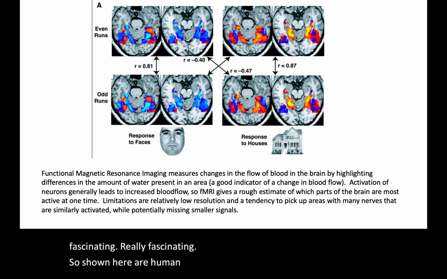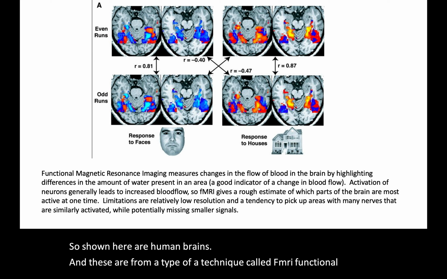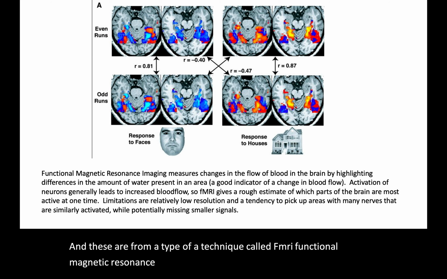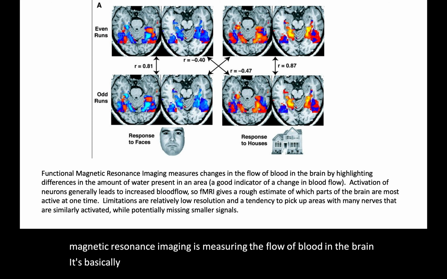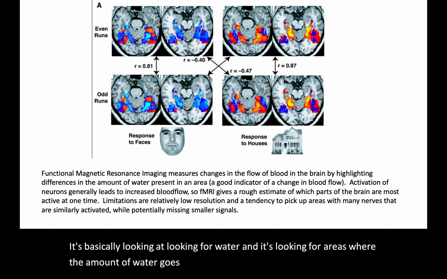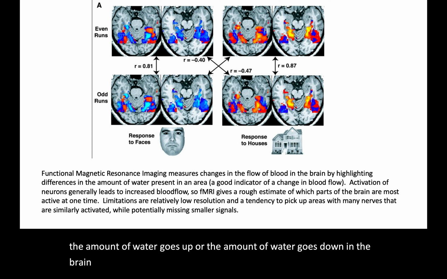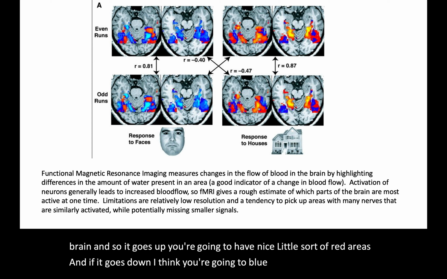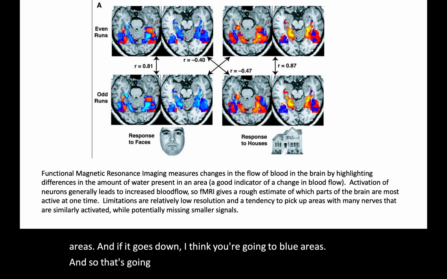And these are from a technique called fMRI, functional magnetic resonance imaging. Functional magnetic resonance imaging is measuring the flow of blood in the brain. It's basically looking for water, and it's looking for areas where the amount of water goes up or goes down in the brain. If it goes up, you're going to have nice little red areas, and if it goes down, I think you're going to have blue areas. So that's going to be a good indicator of blood flow.